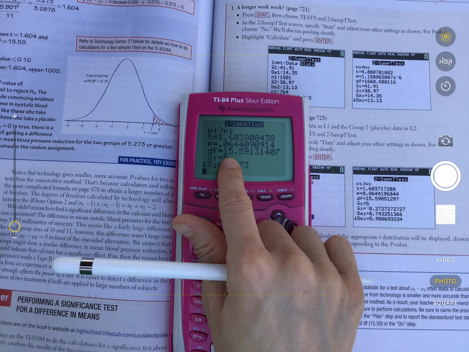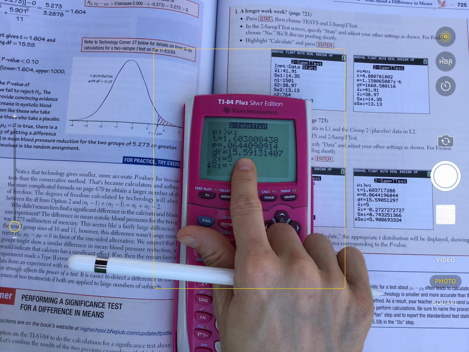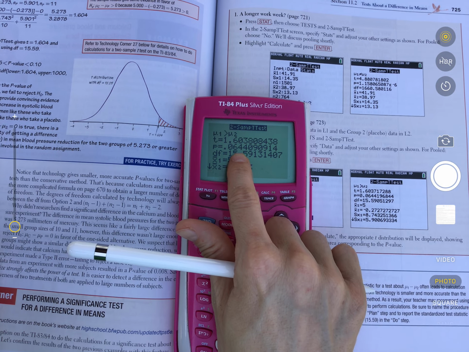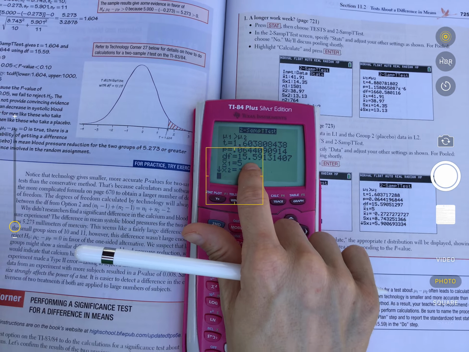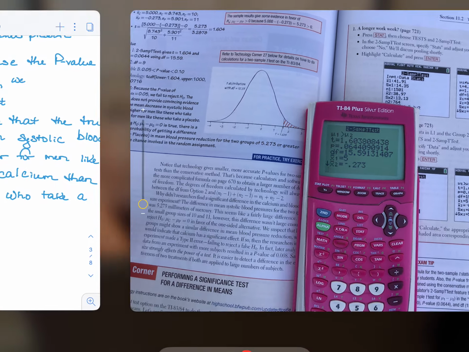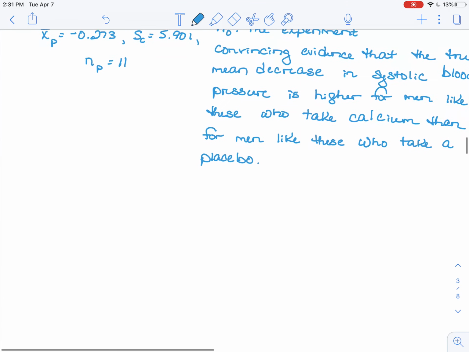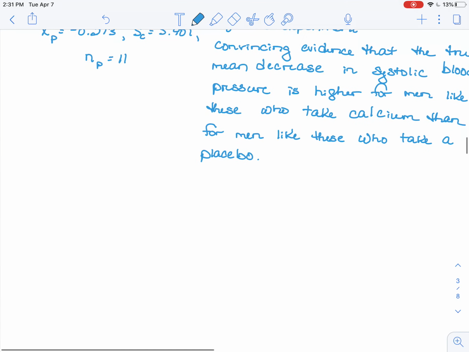We always select no for pooled, and when I calculate it, it's spitting out the standardized test statistic, which we could have done by hand. It's spitting out the degrees of freedom using that formula, which is the more accurate, or more precise, way to do this. And then the p-value calculated using this degrees of freedom, and technically tcdf if I wanted to show that work. So that's what I'm going to note.